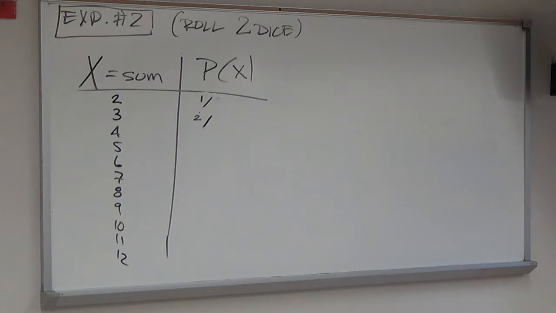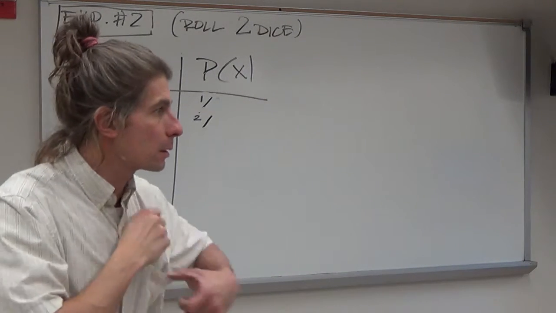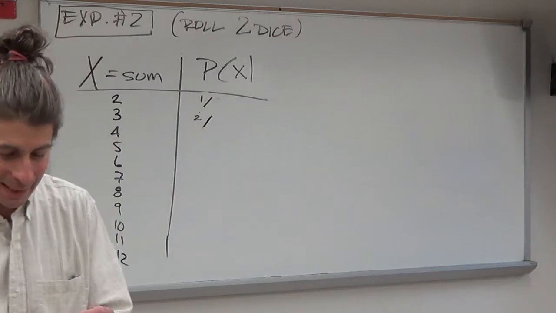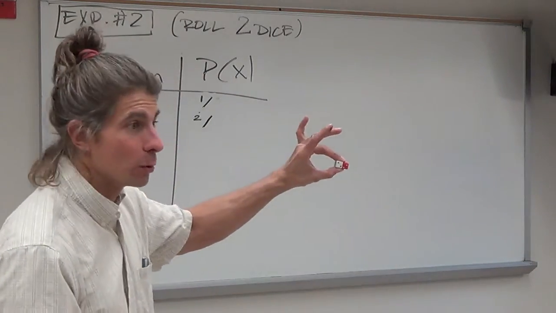What are they? 2 and 2. 1 and 3, 3 and 1. Why don't we count 2 and 2 twice? Because it's the same thing as snake eyes. 2 and 2 is 2 and 2.